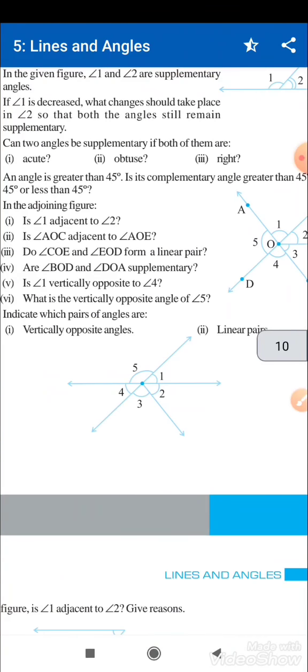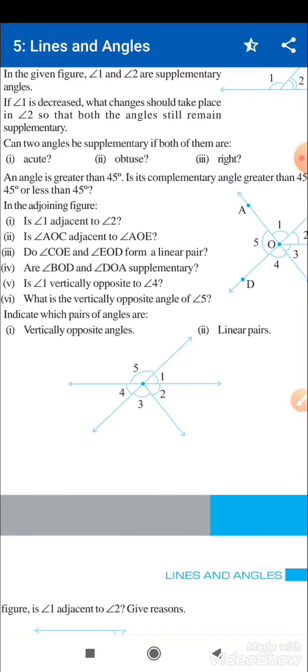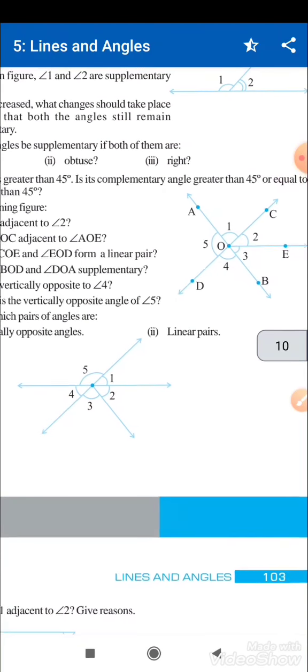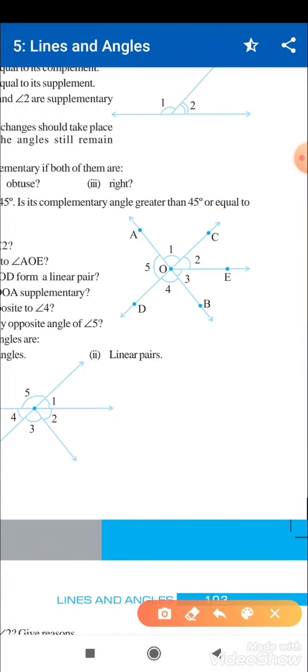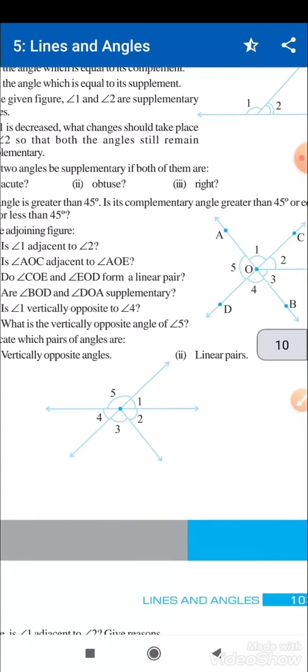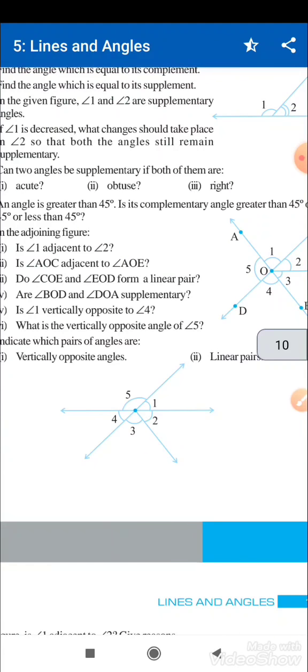Our next part is: are angle BOD and angle DOE supplementary? Supplementary means the sum is 180 degrees. So here we have BOD and DOE. Now it is clear from the figure that BOD and DOE make an angle of 180 degrees. So here we can say that BOD and DOE are supplementary angles.